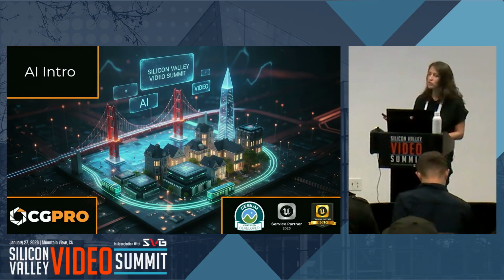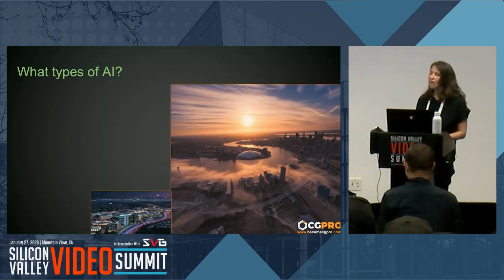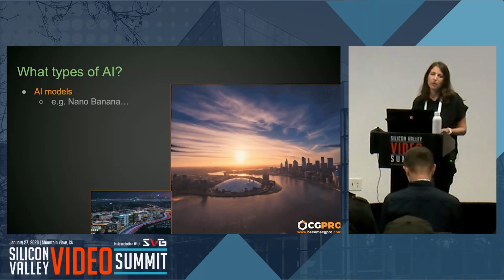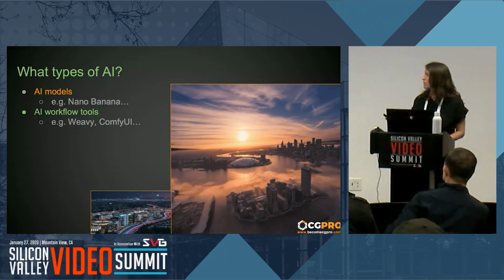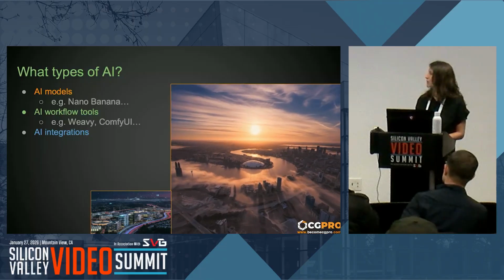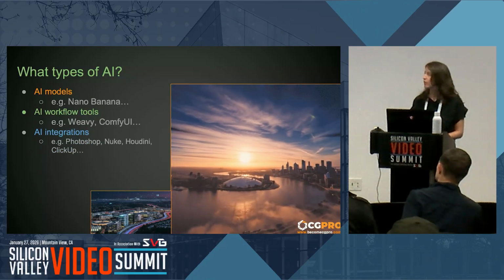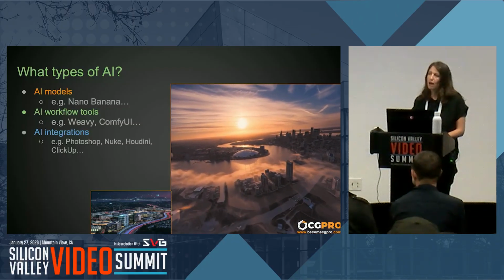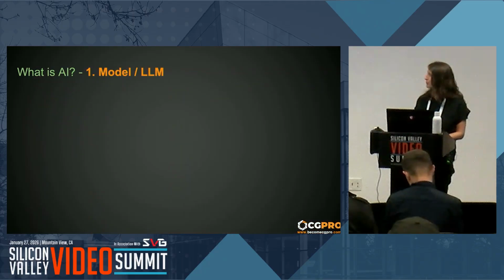Let's just start out at the very beginning. What is AI? There are a lot of different types of AI. There are various models, such as Nano Banana, VO3. There are tools such as Weavy, Comfy UI, so you have an entire workflow where you have multiple processes. And then there's integrations into tools we already know and love. Visually, you might have Photoshop, Nuke, Houdini. If you're talking about project management, you might use it with something like ClickUp.